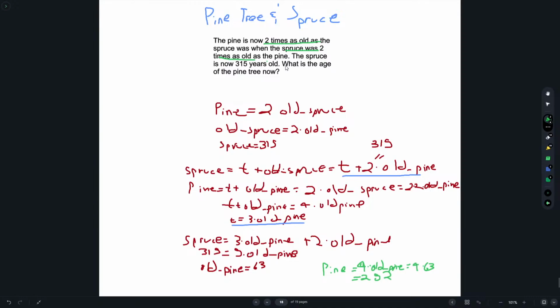So if the pine is now 2 times as old as the spruce was when the spruce was 2 times as old as the pine, we know somewhere in there spruce is equal to time plus the old spruce, and we can just mess around with the variables and treat it like a systems of equations problem.